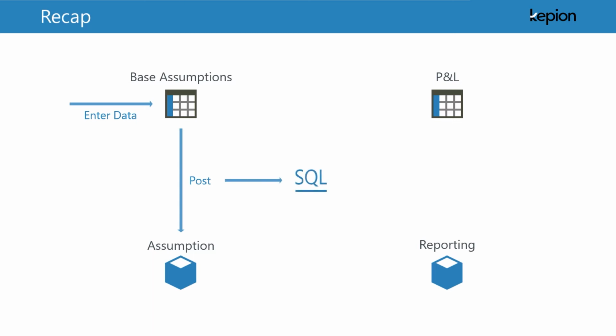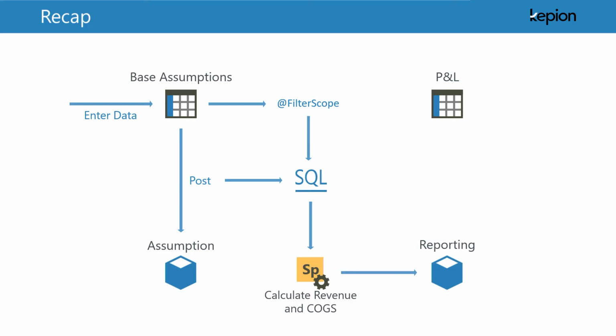As that rule executes, it reads from the filter scope table to determine which entity is selected. Then we call the data rule and pass in the entity we want to calculate as a parameter. The data rule reads the values from the assumption model and then calculates the revenue and COGS. Then it deletes the old records for the selected entity and inserts new ones. The P&L report then reflects these changes in the form.